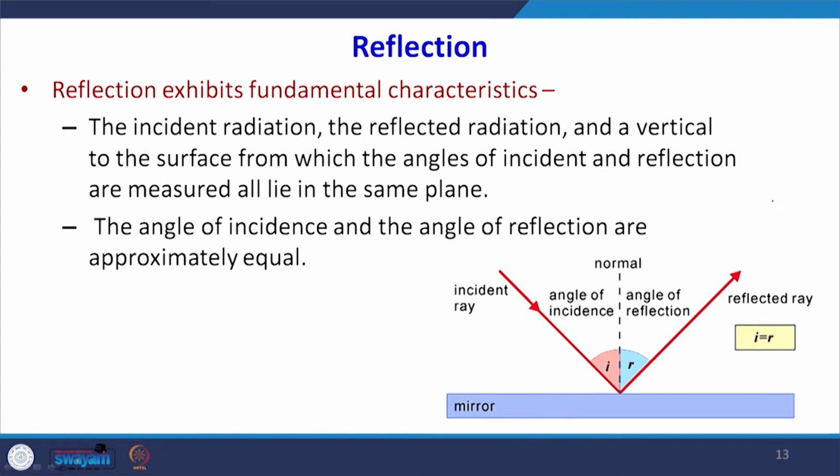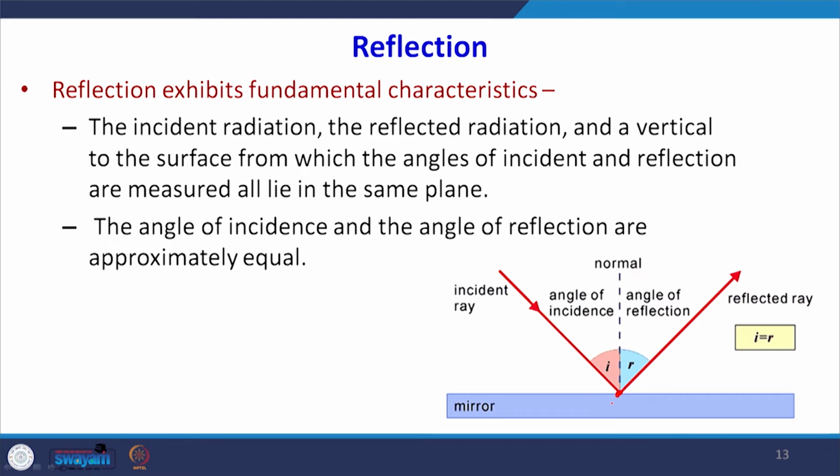Now, reflection has certain fundamental characteristics, and we know Snell's law, and this diagram shows a mirror, and on the surface of the mirror there is an incident ray, there is a reflected ray, and from the normal they are making equal angles. So, the angle of incidence is equal to the angle of reflection.